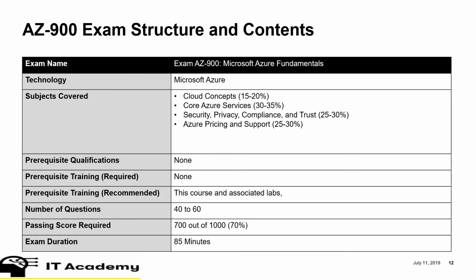There are no prerequisite qualifications you've got to have to sit the AZ-900 exam. For the architect and for the DevOps expert exam, there are some prerequisites, but not in this case. You can go in there with nothing behind you. Prerequisite training, you don't have to have attended any official training courses or anything like that. But we'd recommend that you follow this course and complete the associated labs to get yourself ready. Don't worry, there are no hard requirements. You don't have to produce any certificates of attendance or anything like that.